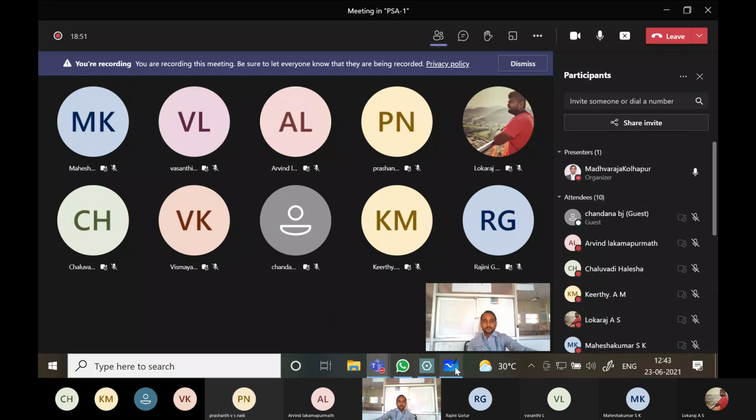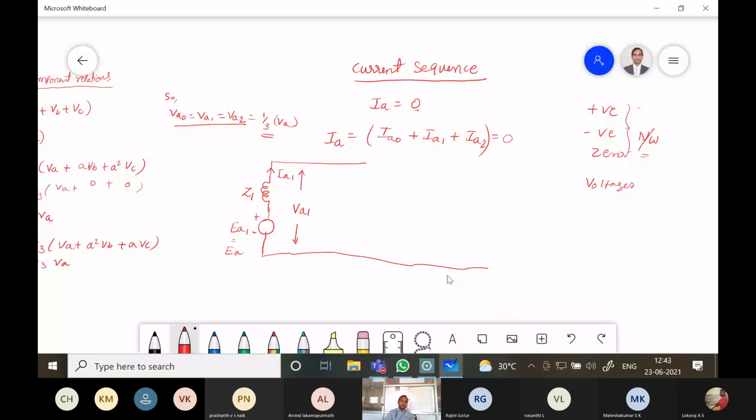Okay. Coming to the negative sequence network. So in the negative sequence network we do not write the voltage source, only the reactance will come. So write the reactance, that is called Z2. What is the current flowing here? IA2. So the voltage across this is equal to VA2.